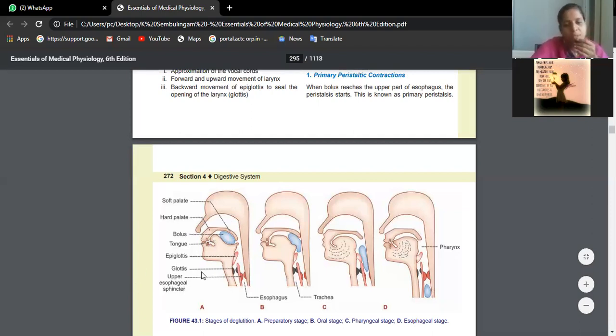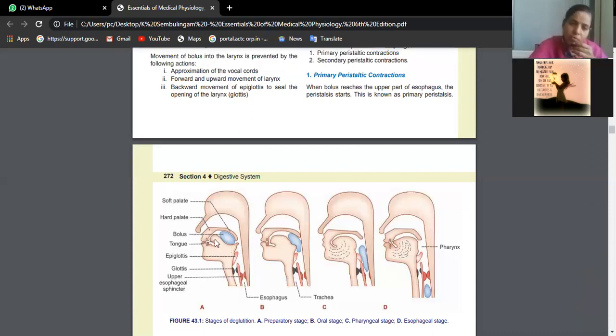Now, the first step is the preparatory stage. Preparatory stage is the stage when the food bolus is inside the oral cavity. We are finding the soft palate is coming down and it is almost going up to the lower part of the oropharynx. This is the thorough mastication mechanism. Now, second is the oral stage.